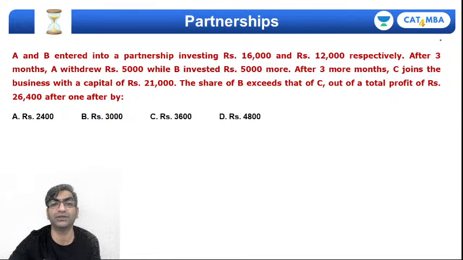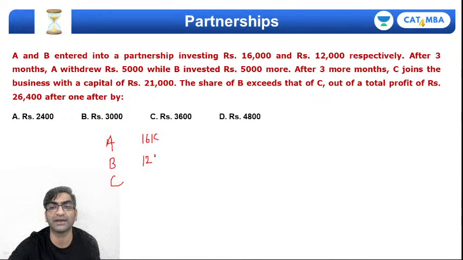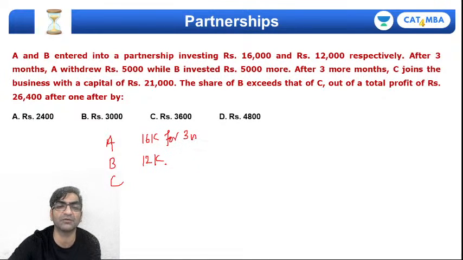A and B enter into a partnership investing 16k and 12k respectively. After 3 months, A withdrew 5,000. Okay, let's make a timeline of this investment. A invests 16k, B invests 12k, right? After 3 months, A withdrew, which means this investment was for 3 months, and then he withdraws 5k, which means he's left with 11k.